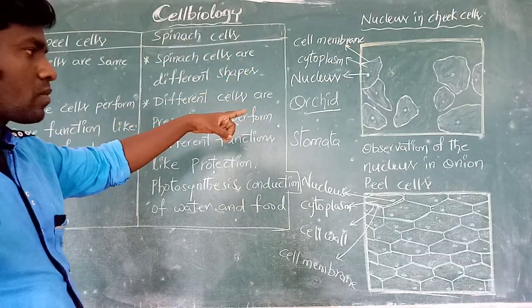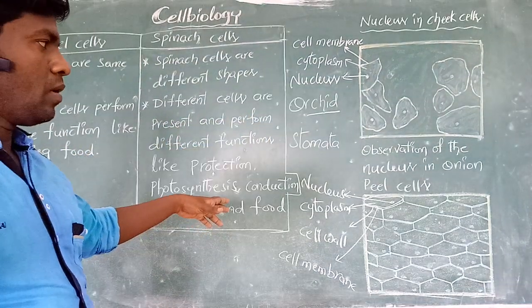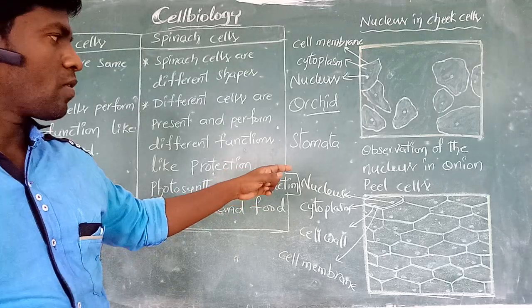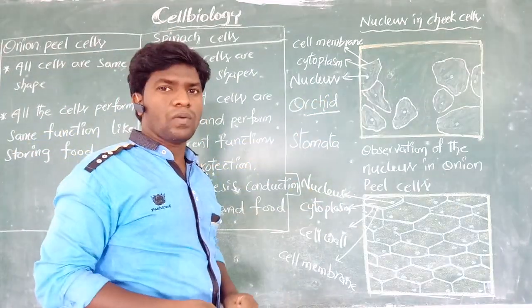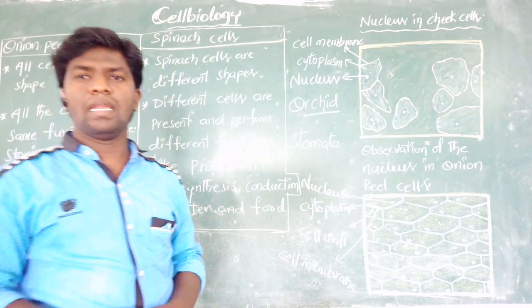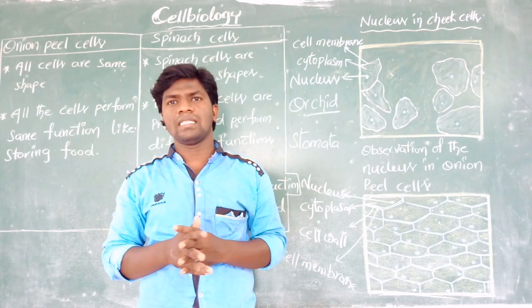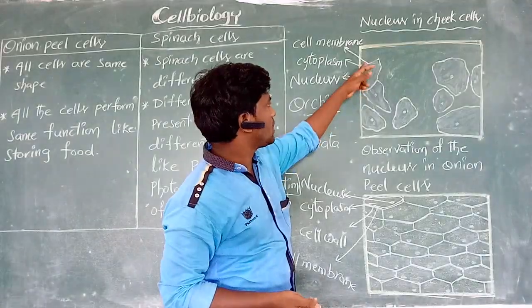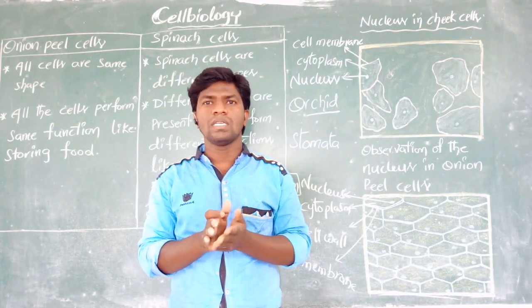Observation of the nucleus in onion peel cells. So these are the differences. These are the structures of plant cell and animal cell. Here the boundary of the cheek cell is the cell membrane. This cell membrane gives shape to the cell.